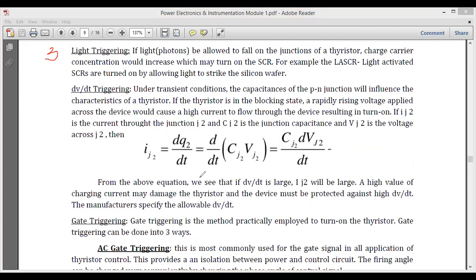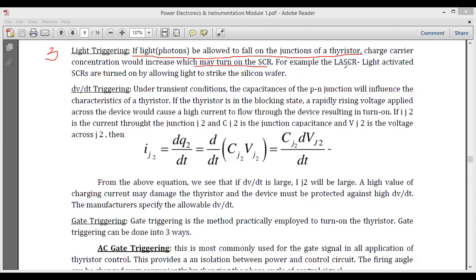We know the very basic simple concept of the photodiode. Whenever light falls on the photodiode, it will start to operate. So light triggering is nothing but allowing light to fall on the junctions of the thyristor, as the photodiode does. Light consists of photons, and when photons fall on the junction of the thyristor, the charge carriers will increase, and it will turn on the SCR.